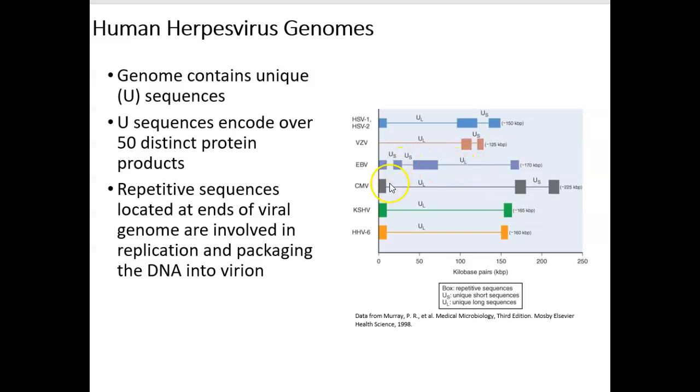So you're going to have some sequences similar to all herpes viruses, and then you're going to have some genes that are unique that are going to allow it to do its own thing, right? To replicate in different types of cells, to replicate in either fibroblast cells or epithelial cells or B cells.